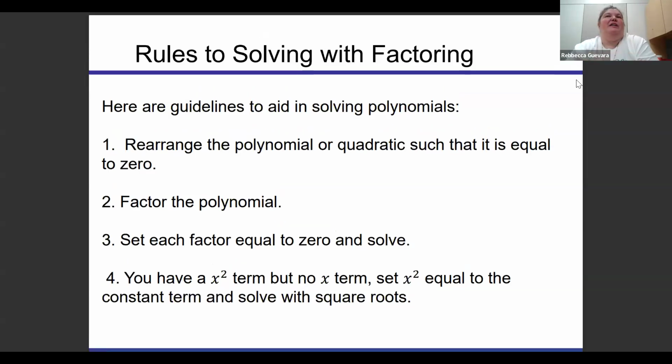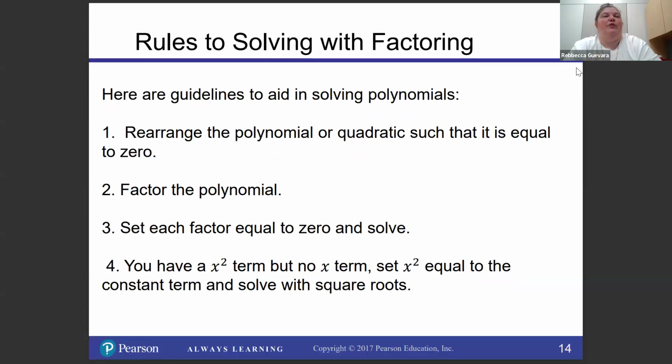So this is just sort of a guideline to help you solve polynomials. First thing we want to do is rearrange the polynomial or quadratic so that it's equal to 0. So that's what we did with our first example. Factor the polynomial, set each factor equal to 0 and solve. If you have a case where you have an x squared term, but you don't have that x term, then what we're going to do instead is set that x squared term equal to the constant. So we're going to solve for that x squared, and then we're going to solve with the square roots.